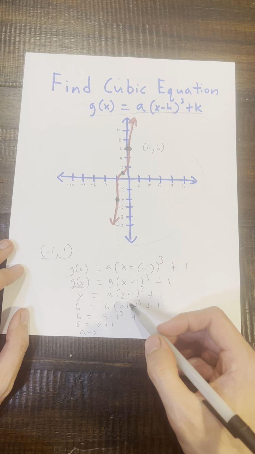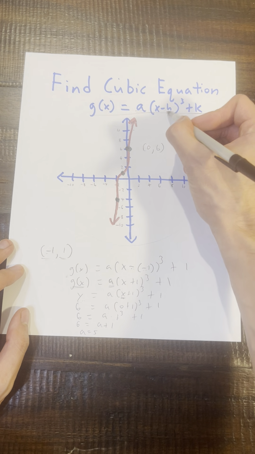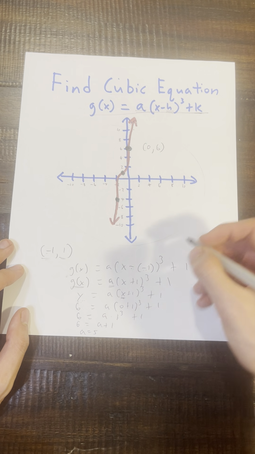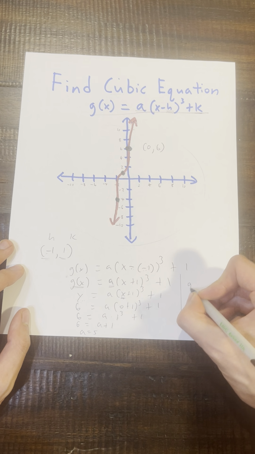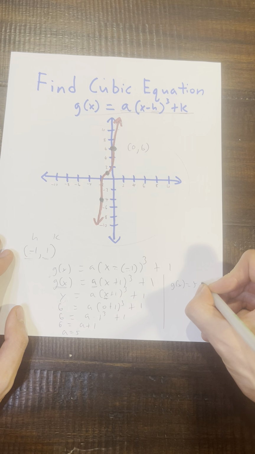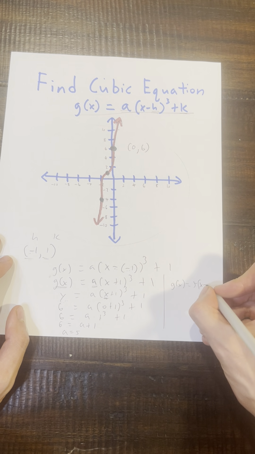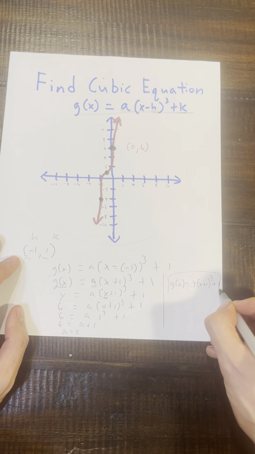So the last thing we need to do is change a, h, and k to these values. So let's go ahead and do that. Okay, so g of x is equal to, okay, so a was how much again? And then x minus h. So minus -1, that's the same thing as plus 1, cubed, and then plus k, so plus 1. This is your answer.